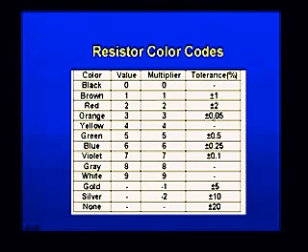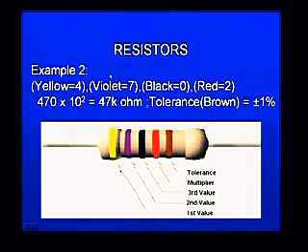Now I will also show you a second example, where you can see there is a yellow, violet, black, red, and brown. This is a 5-band resistor. The first 4 bands correspond to the value. The last band, brown, as you can see here, corresponds to tolerance, which is plus or minus 1%, as we also saw in the table.